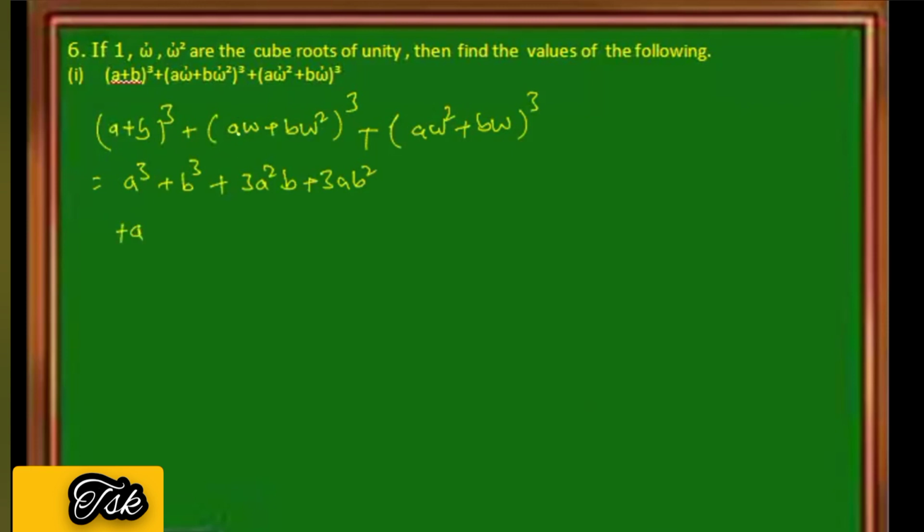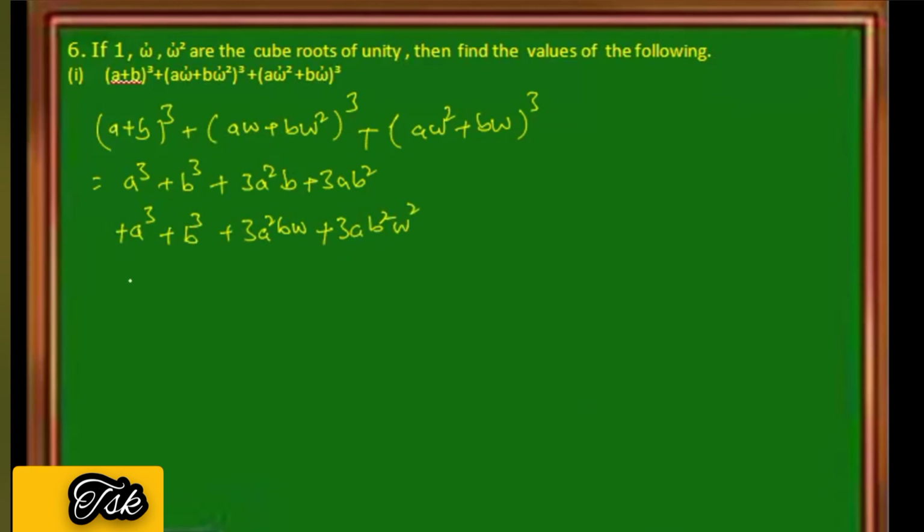A cube omega cube is 1. And then b cube omega power 6 is also 1. 3 a square b: a square means omega square will be there, b means omega square will be there, omega power 4 is omega. And then 3ab square, I keep as it is, and then omega power 4 into omega, omega power 5 is omega square.